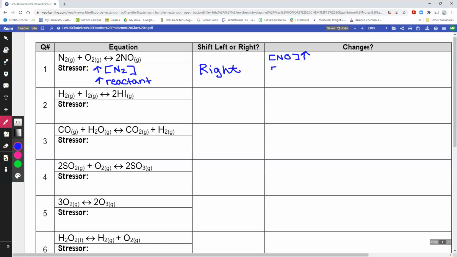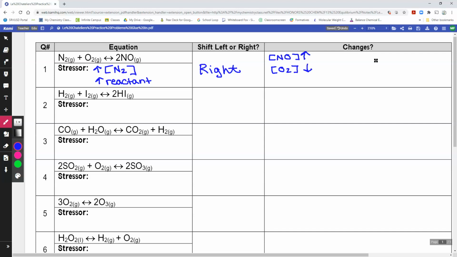Let's look at how the concentration of oxygen gas changes. Well, if I'm proceeding to the right, going in the forward direction, I'm going to use up some of this oxygen. So when we get to our new equilibrium point, our concentration of oxygen is going to have decreased from where we started.